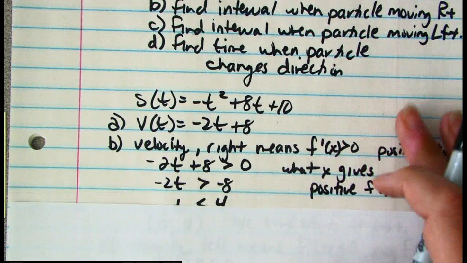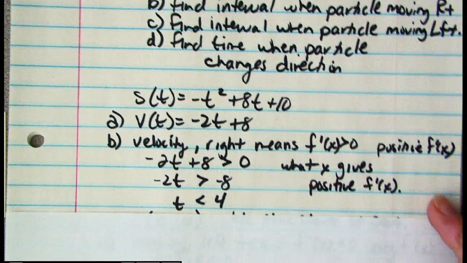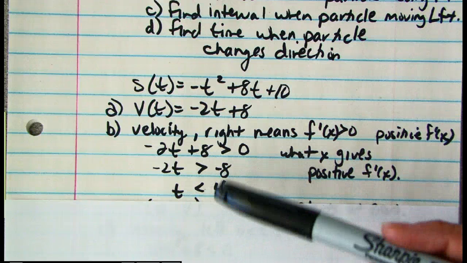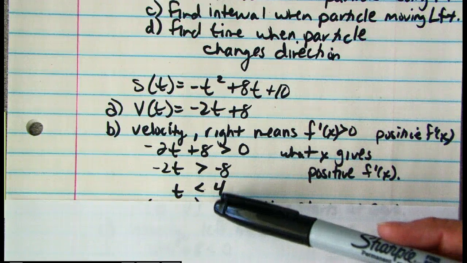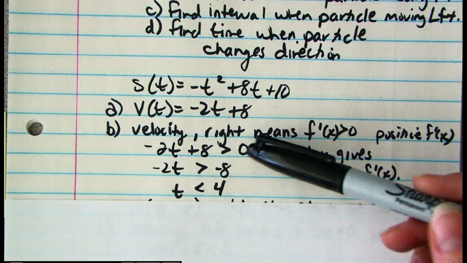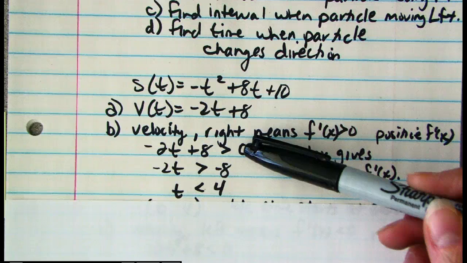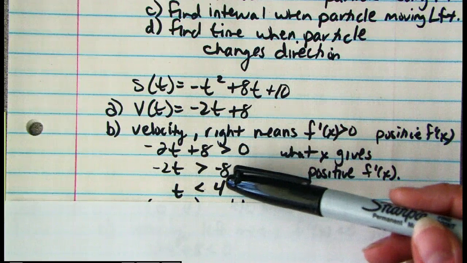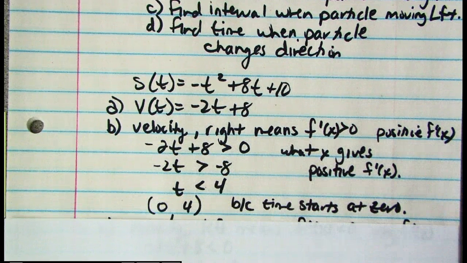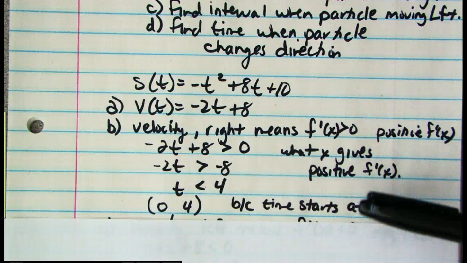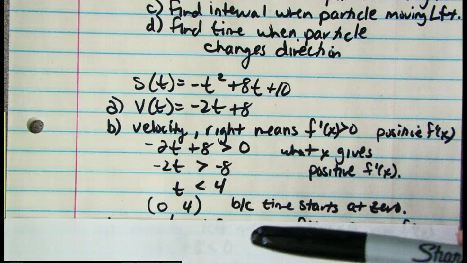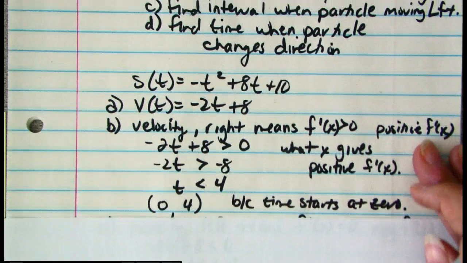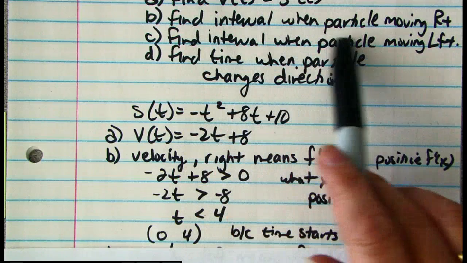As I do the math, and don't forget when you divide or multiply by a negative on an inequality, you must flip the sign. So what this is saying is when my times are less than 4, my velocity is going to be greater than 0, because that's what I set this up originally. And if my outputs are positive, then that means I'm moving to the right. And so my interval is from 0 to 4, because time starts at 0. So it isn't from -infinity to 4, it's from 0 to 4. Well, I've done part B. I have found the interval when the particle moves right.